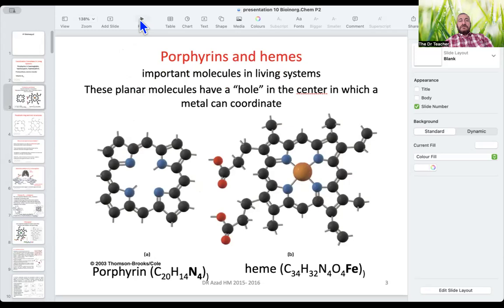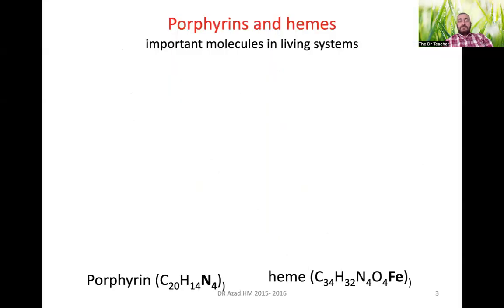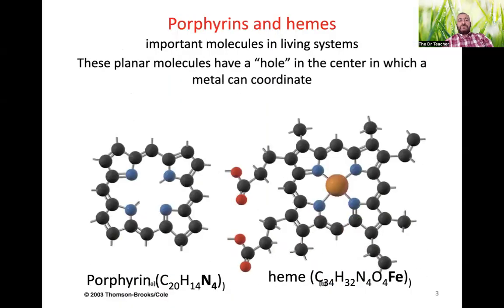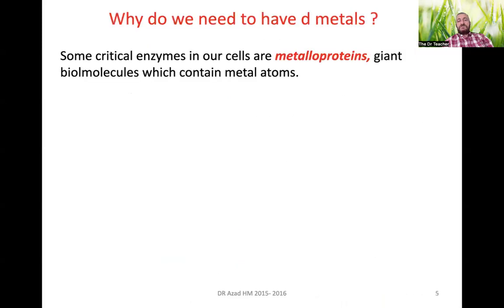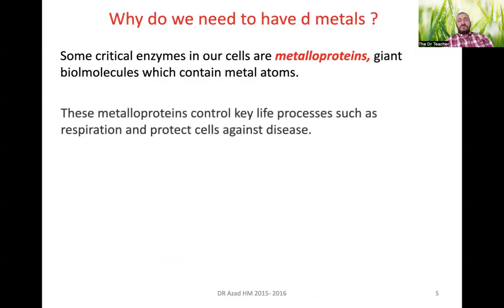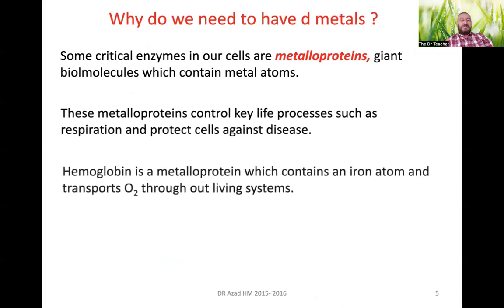So here I showed you porphyrins in hemes, and we talked about these metalloproteins. So from the name, there is a metal and there is a protein around it. And they are giant biomolecules. So in biology, biomolecules which contain metal atoms.